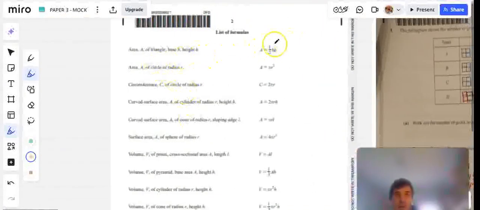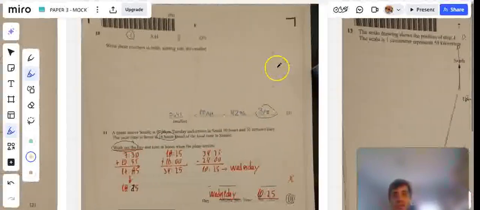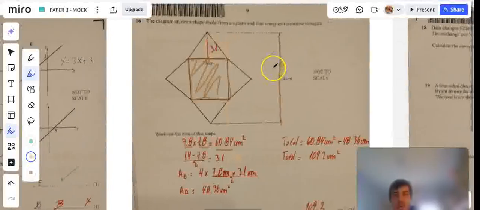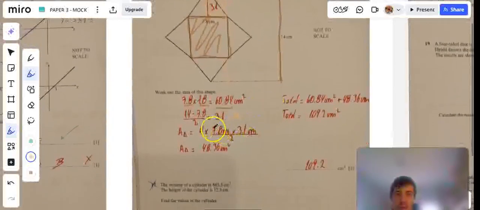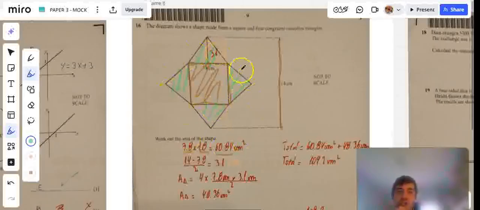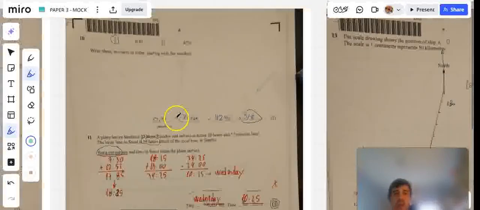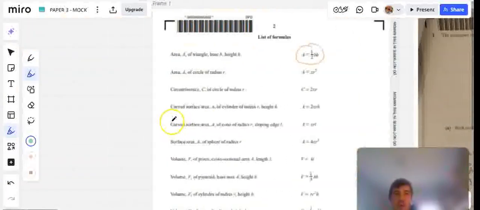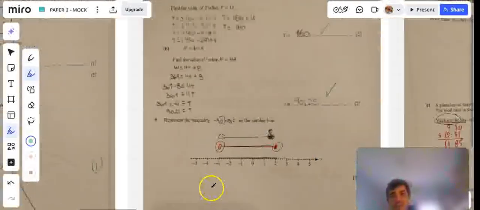Area of a triangle: 1/2 base multiplied by height. So in this case, it would have been 7.8 multiplied by 3.1, base and height, divided by 2, multiplied by 4. Why by 4? Because you have 4 triangles, okay? So when you have any doubts about the equations of the shapes you're working with, you have to go to the first page, okay? When you have all the formulas.